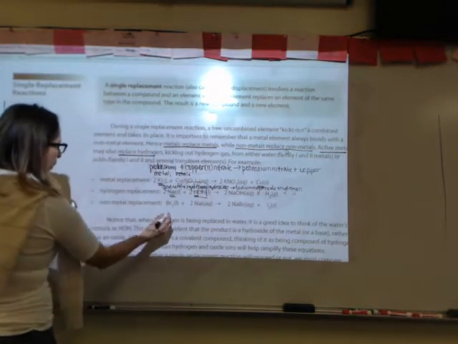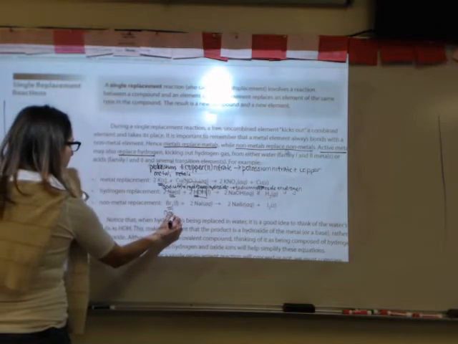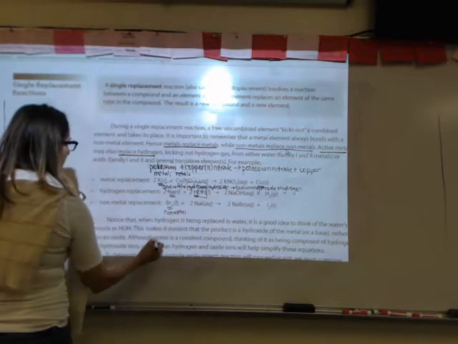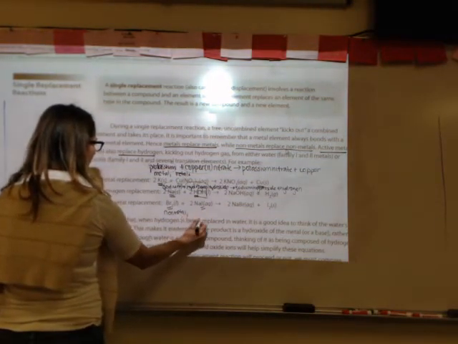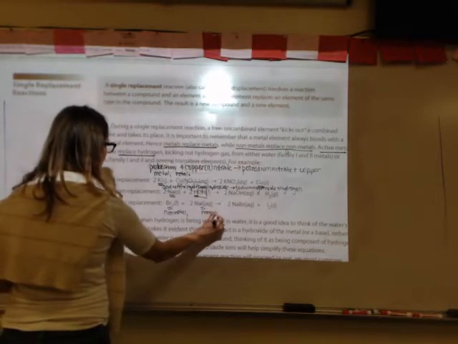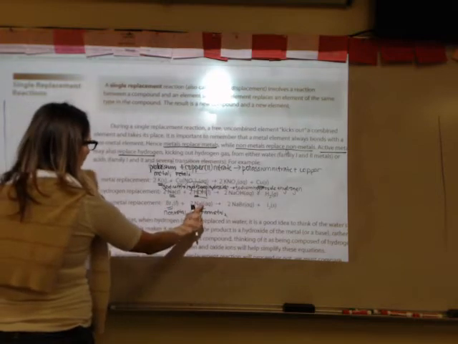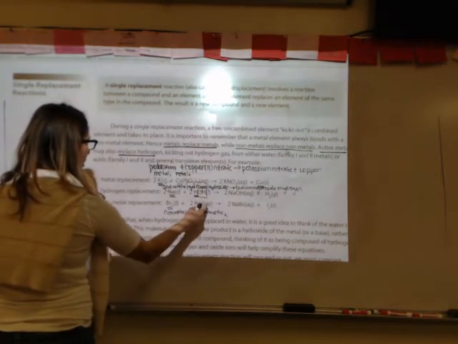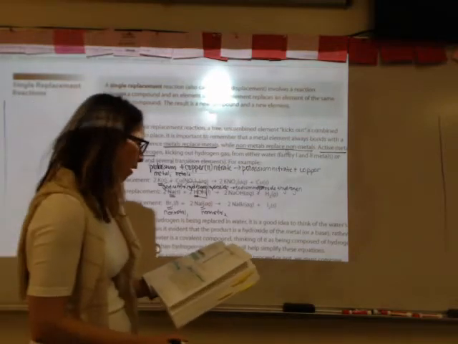Now, for non-metal replacement, if your free uncombined element is a non-metal, it will usually be a halogen, from group 17. This non-metal will replace the non-metal. I'll call this non-metal 1. This is non-metal 2. This non-metal that is free will replace the non-metal in the compound, and when they switch, you'll get sodium bromide and iodine. Again, you can write this out in words if it's easier for you to predict what the products are.